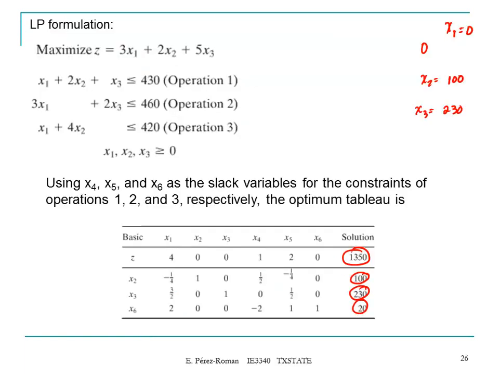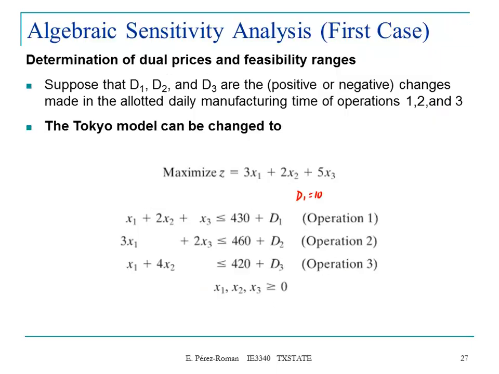We went through this example and found the optimal solution for the problem, which is a maximization problem. The optimal production tells you that you should not produce any trains. You should produce 100 trucks and 230 cars. That's the optimal solution, and your optimal revenue is $1,350. Any questions so far?